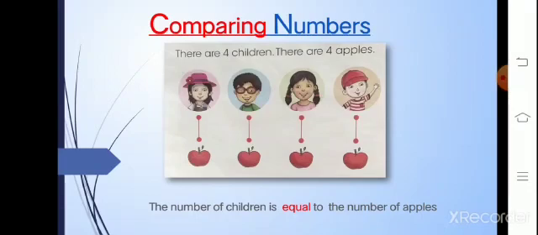As you can see, there are 4 children in the picture and also 4 apples. Each child gets 1 apple. So it means the number of children is equal to the number of apples. So both numbers are the same. So when both numbers are the same, we say the number of children is equal to the number of apples.